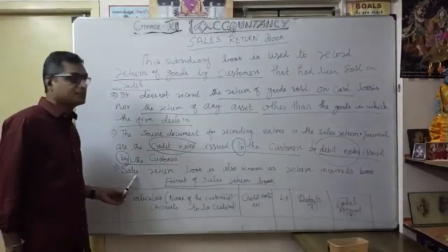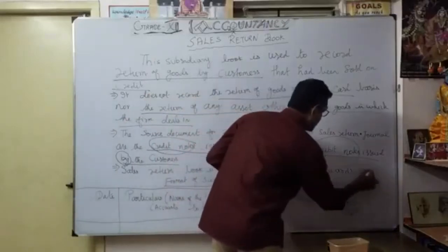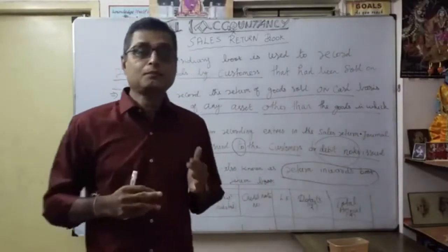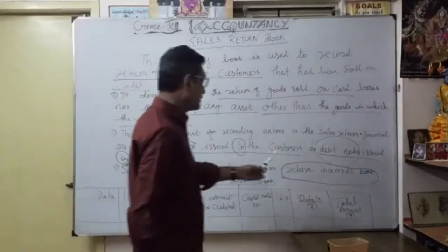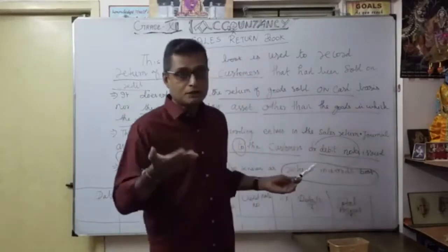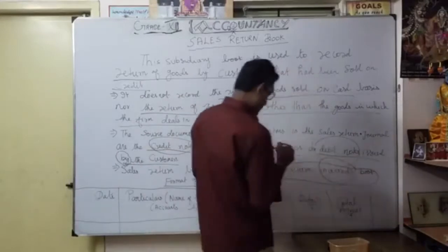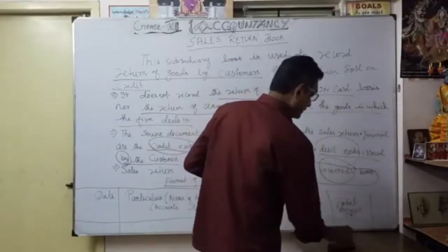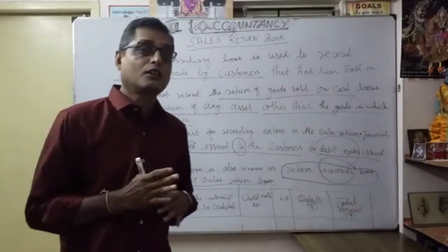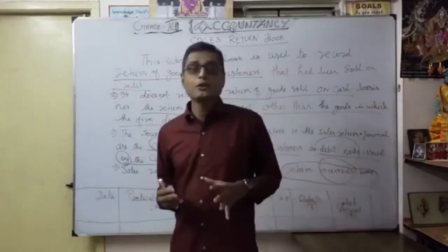Then the sales return book, also known as the return inward book. This is also a very important point. In a purchase return book, we said it is the return outward book, because goods go out. Here goods come in. That's why this word is very important. Return inward book. Understood? As a sales return book, we can also call it the return inward book. So when they say return inward book, you don't become confused.